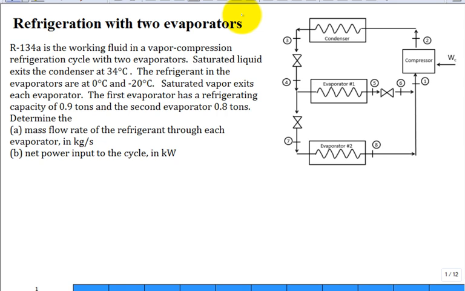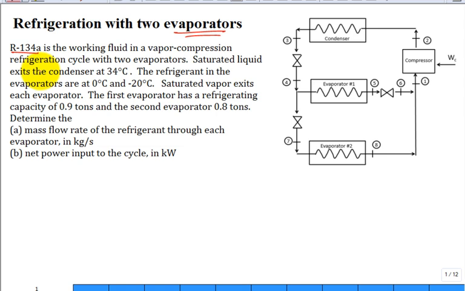Let's take a look at this problem. So we have refrigeration with two evaporators and one condenser. The wording of the problem is as you have refrigerant 134A as the working fluid. It's in a vapor compression refrigeration cycle. Almost all refrigeration cycles are vapor compression refrigeration, but not all.